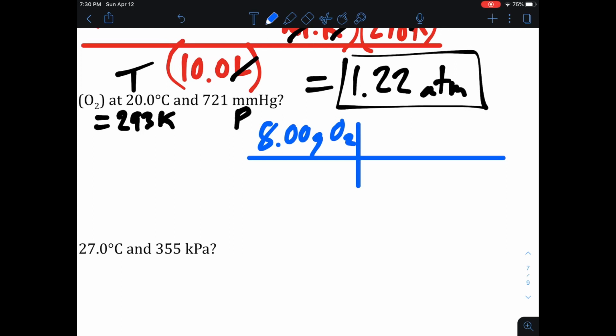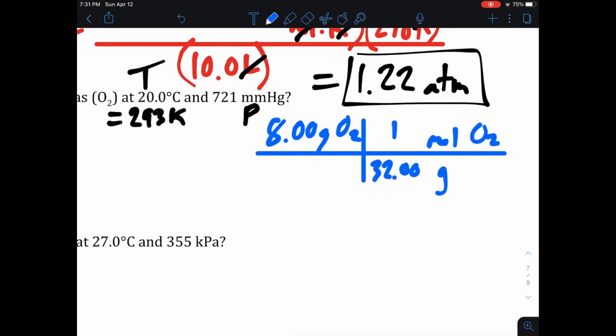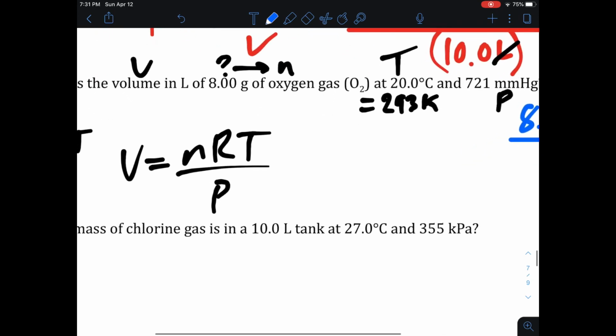I hope everybody still got one. If you don't, I did post a digital periodic table and equation sheet on Google Classroom under the materials section. For every 1 mole, we add up the mass of 2 oxygens, that is 32.00. So doing a little bit of math, 8 divided by 32 is 0.25 moles of oxygen. So plug it back into the equation. Let's hope that our units cancel. We have 0.25 moles.